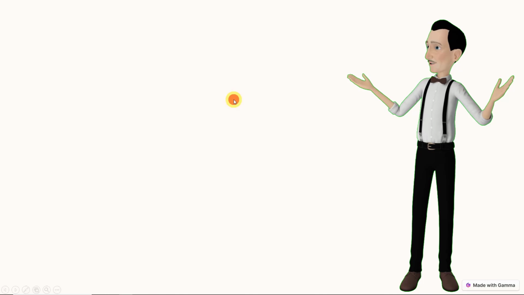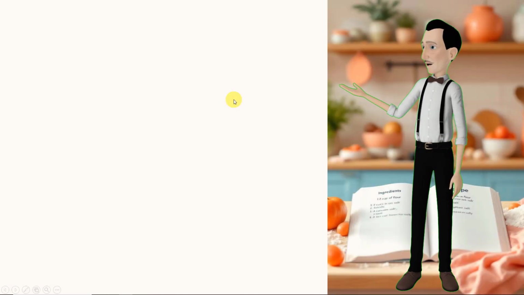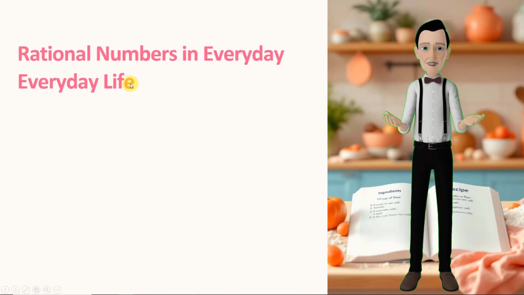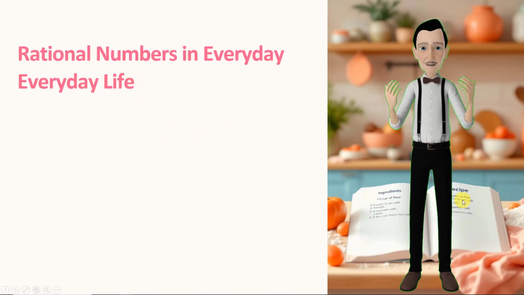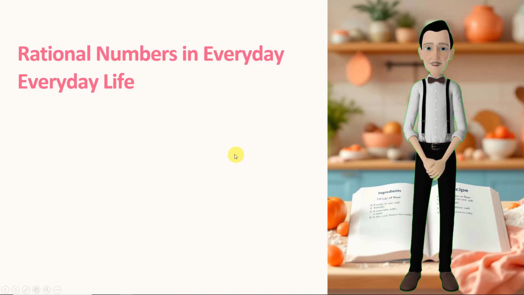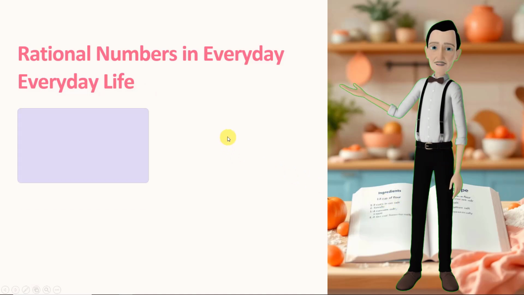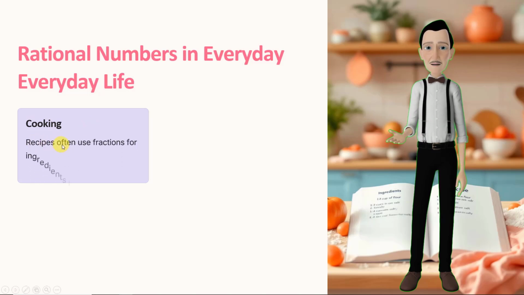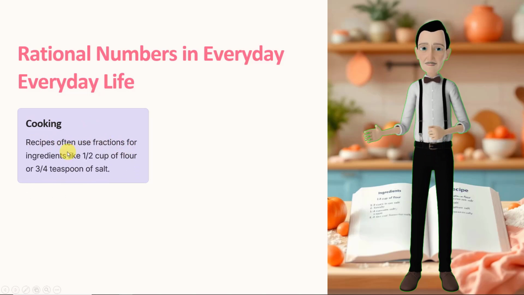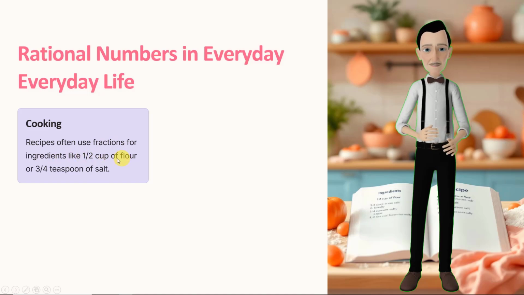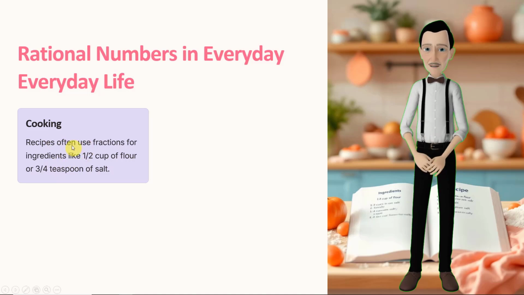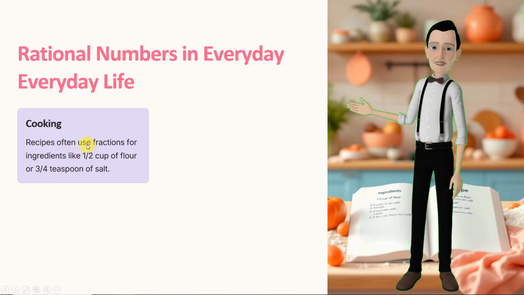Let's have a look at some places where rational numbers are used in everyday life. You can see a recipe, where they'll be cooking something. That's one place, of course, in the kitchen. In cooking, recipes often use fractions for ingredients, like half a cup of flour or a 3/4 spoon of salt. You'll see this usage regularly, continuously.